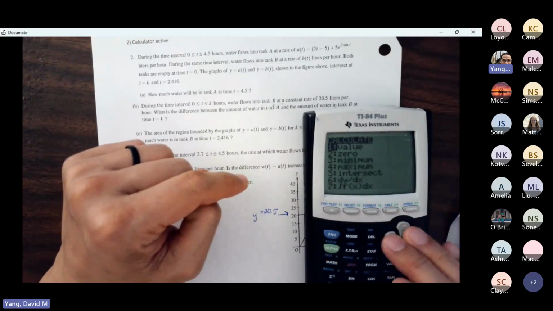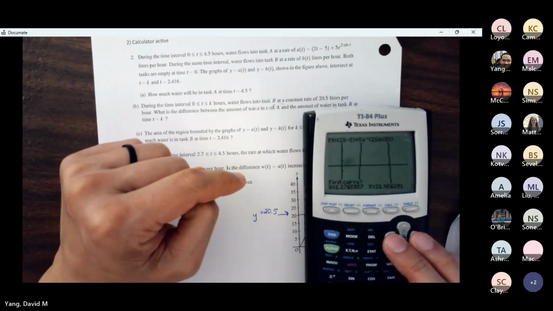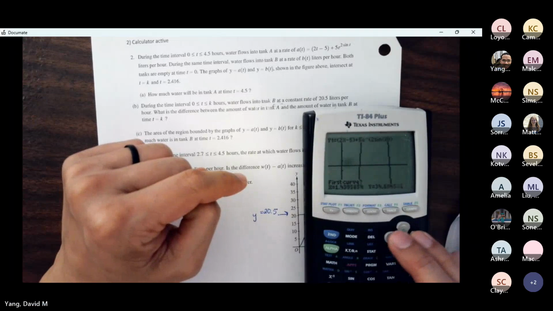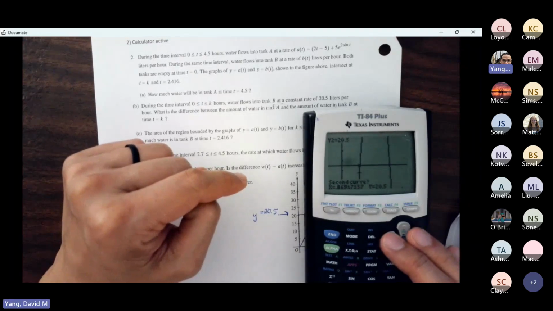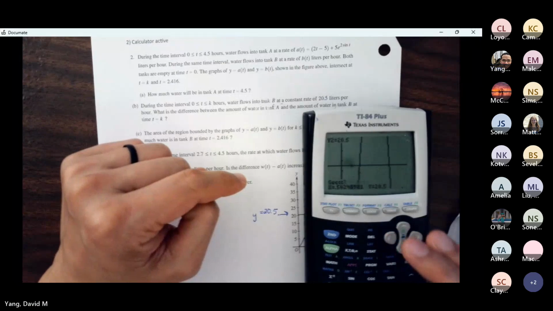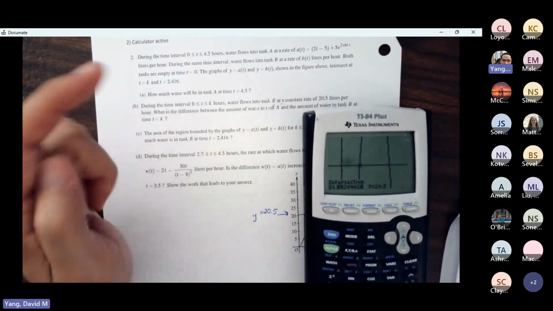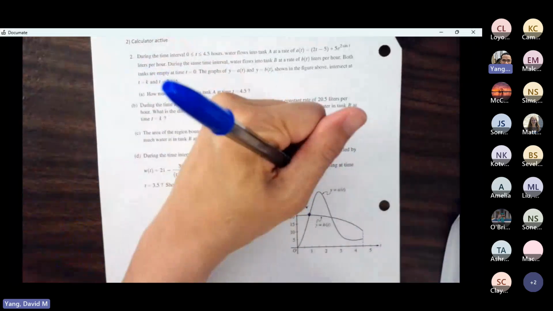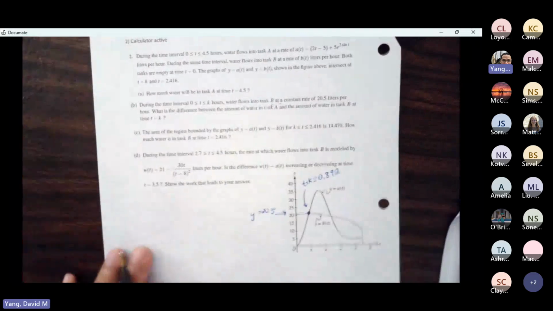Okay, so second trace, select your intersect feature. Pick a point on the curve, and then you can pick a point on the line, and then it'll find that intersection for you. There it is, 0.892. Okay, so t equals 0.892.